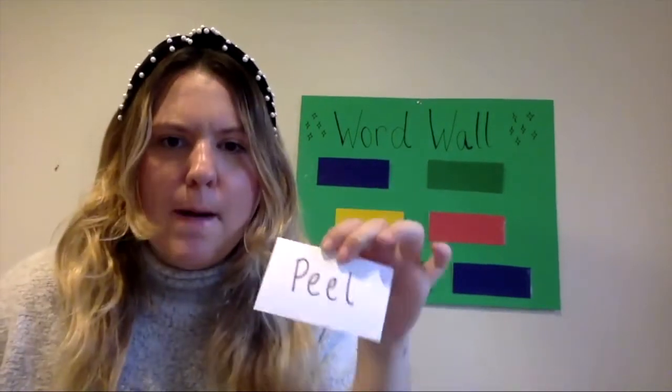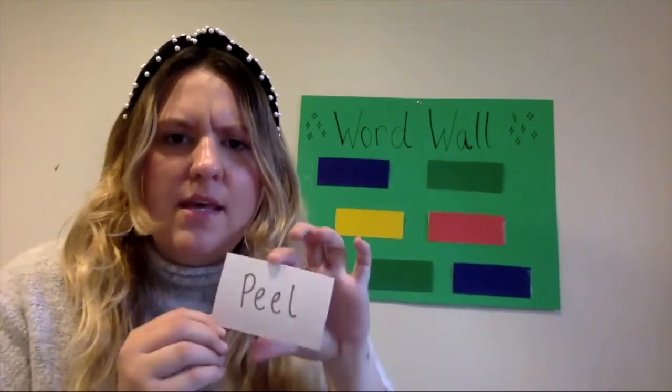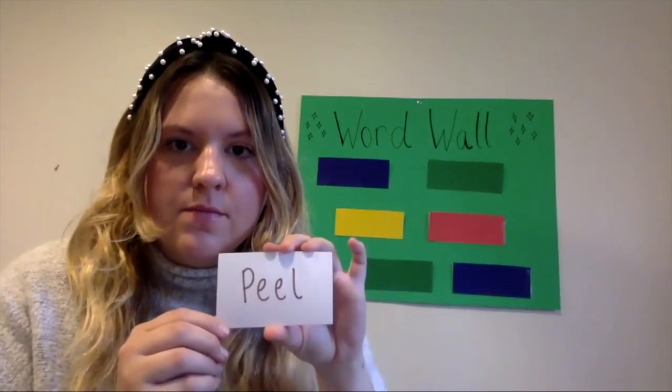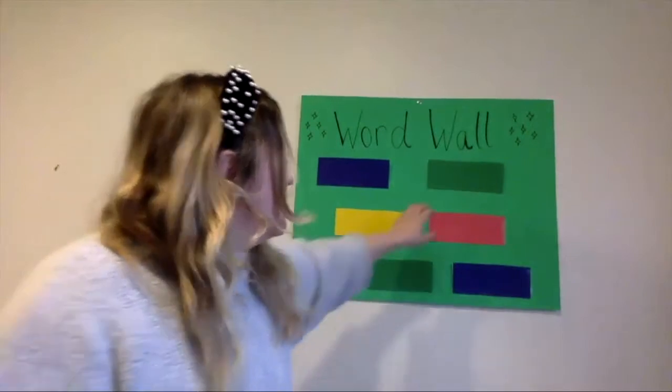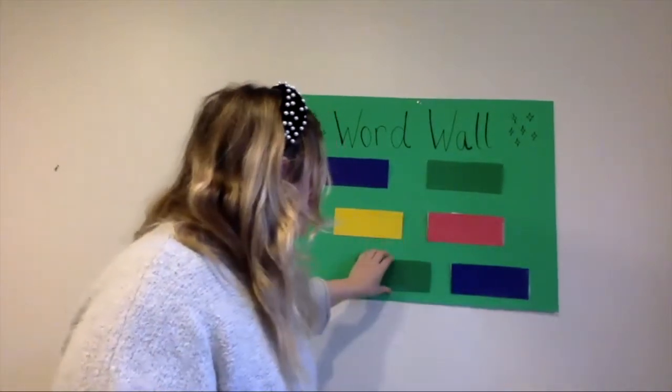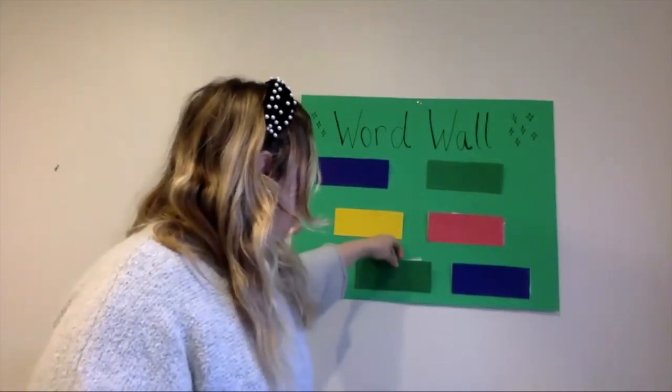Peel. Who knows what the word peel is? Now, when we're talking about a fruit or vegetable, it's the outside of it. So it's the part of the skin or the extra on the outside of the fruit or vegetable. That's the peel. Our next word, oh, we already did that one. Let's see what's in this one.